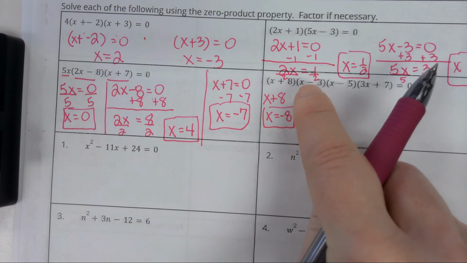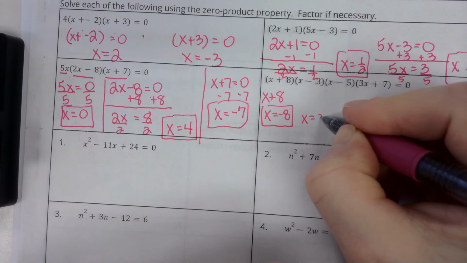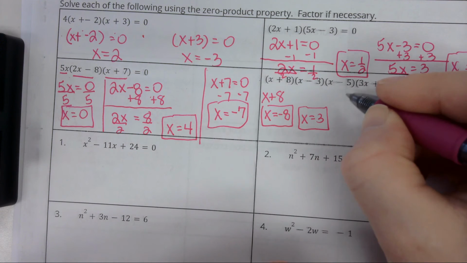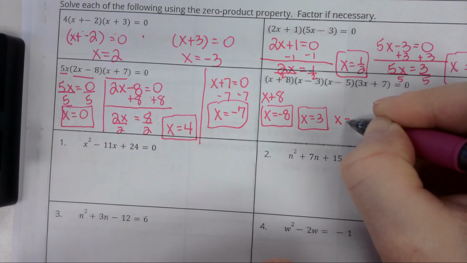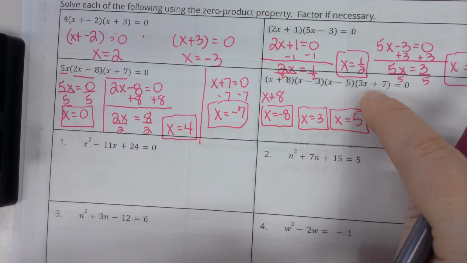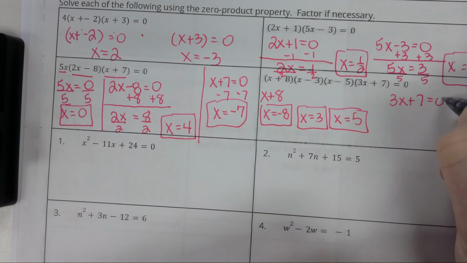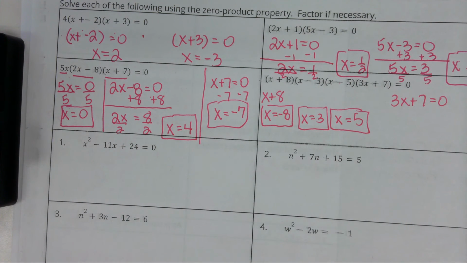What's the solution for this one? Positive 3. X equals positive 3. Positive 5. Okay. And this one we have to do a little work. Just a little. What would I do first? Minus 7. Good.